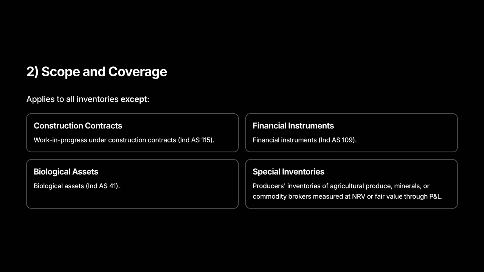Scope and coverage. IND AS 2 applies to inventories held for sale, production for sale, or consumption in production. But a few items are excluded. Construction work in progress under IND AS 115, financial instruments under IND AS 109, biological assets under IND AS 41, and producers' inventories measured at NRV or fair value through profit or loss. If your item is excluded, use the relevant standard instead.